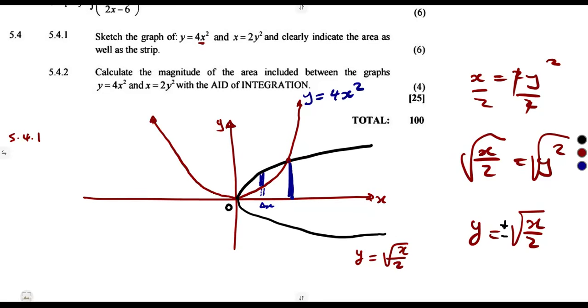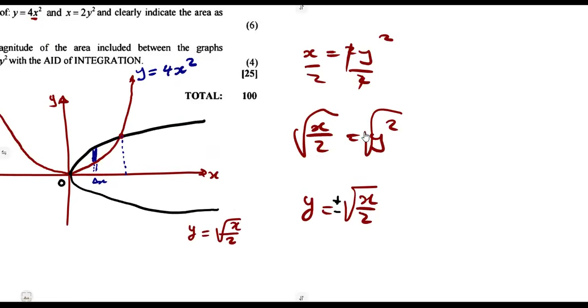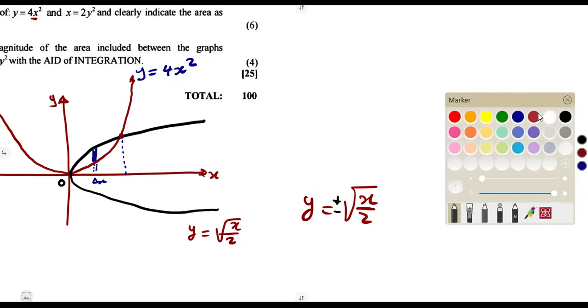They do intersect at that point. So at that point of intersection, what is the value of y there? Remember, at the point of intersection, the two graphs are equal, guys. So what am I trying to say? The two graphs are equal.